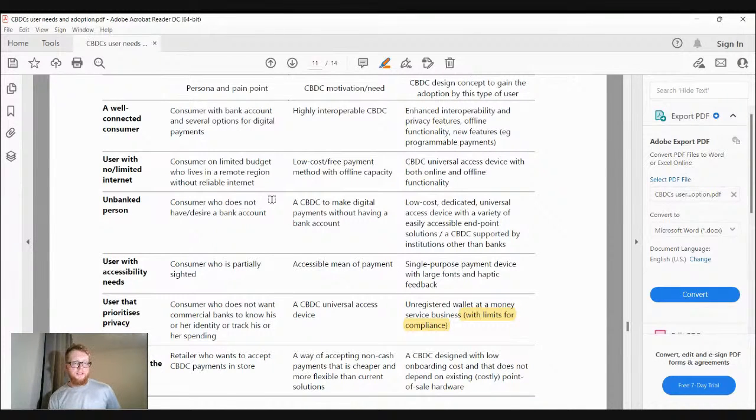I'm assuming they're assuming that the reason they don't have internet is because they can't pay for it, or they live somewhere out in the middle of nowhere that doesn't have it, right? And so the CBDC motivation for that would be a low cost, free payment method with offline capacity. This is one thing they've talked about for central bank digital currencies in general, is having an offline mode of payment to where it's very much like a peer-to-peer thing.